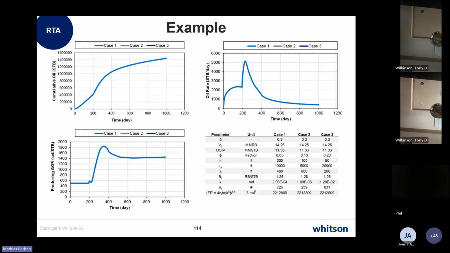An example of that, this is 3 different cases with very different porosities, very different well lateral length, etc. But as long as these parameters are the same, then case 1, 2, and 3 are perfectly overlapping. It looks like it's only one case, but it's exactly the same results. So it has a lot of similarities in that sense.